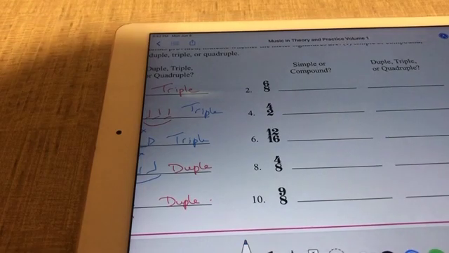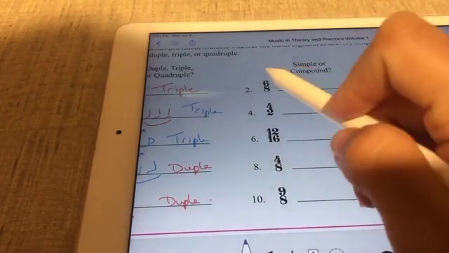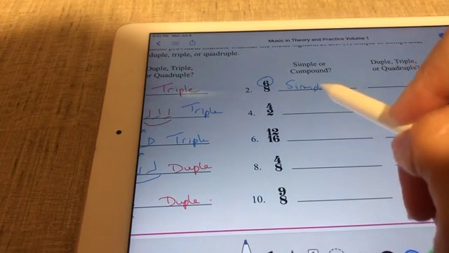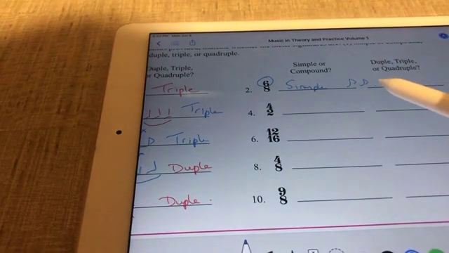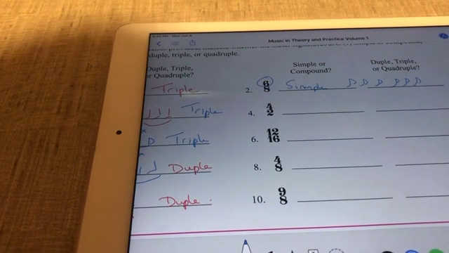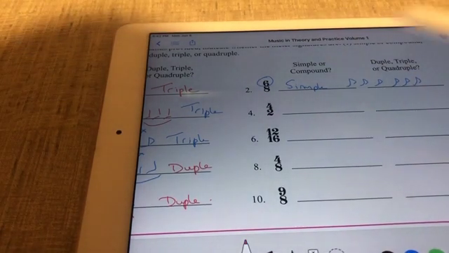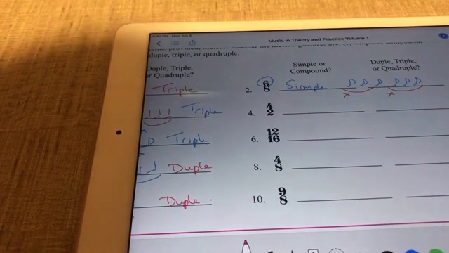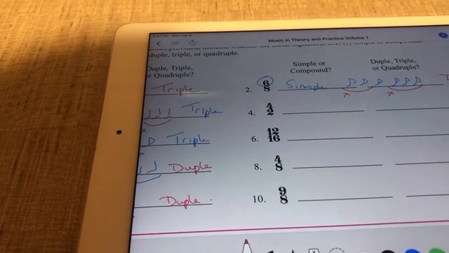6/8. 6 is greater than 4, therefore it is compound. 6/8 means I have 6 eighth notes in a measure. I'm going to group them in 3. The first of each takes the pulse, therefore duple.